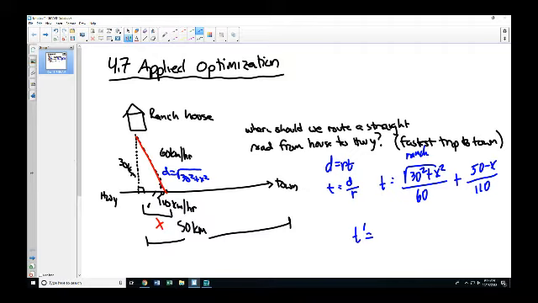All right, so what's the derivative? That's a good question. One half times 30 squared plus x squared to the negative one half, times 2x, over 60. There's no variable in the bottom, it's just a constant. And the derivative of the other term is just a constant. It's going to get 0 as your derivative, right?